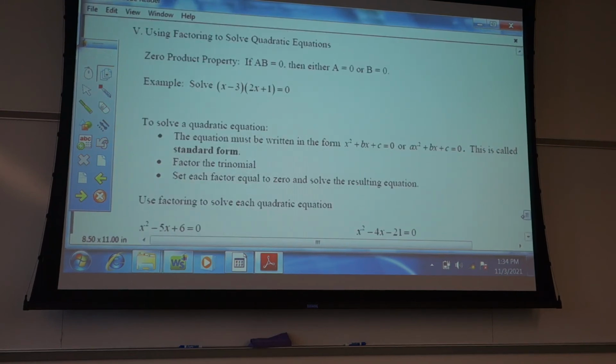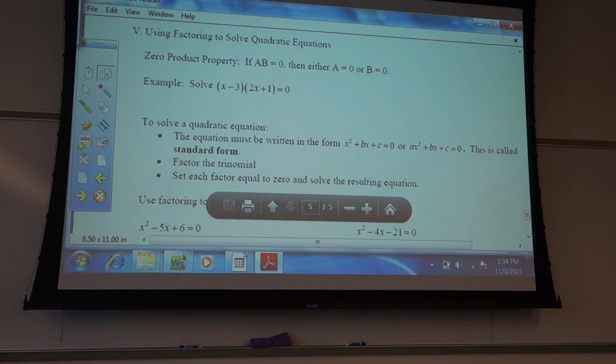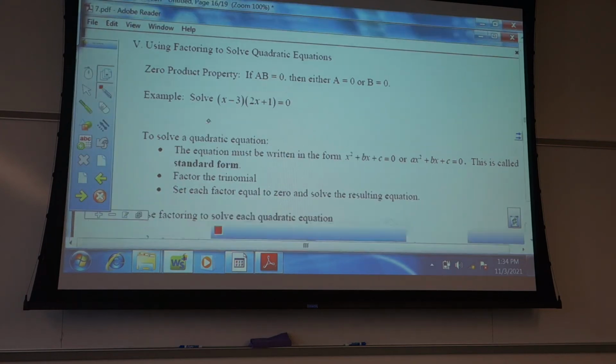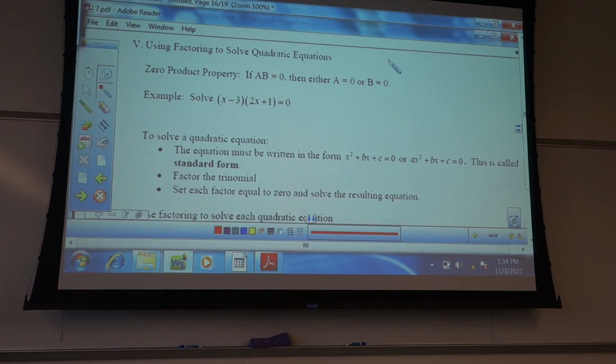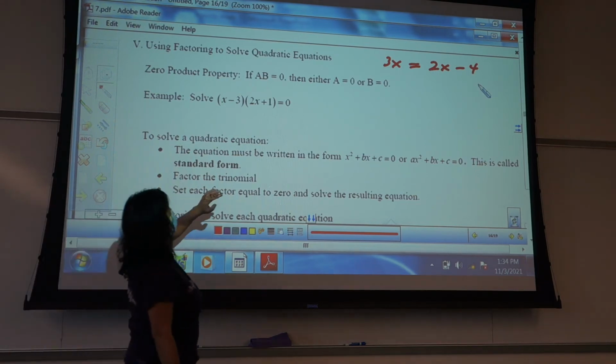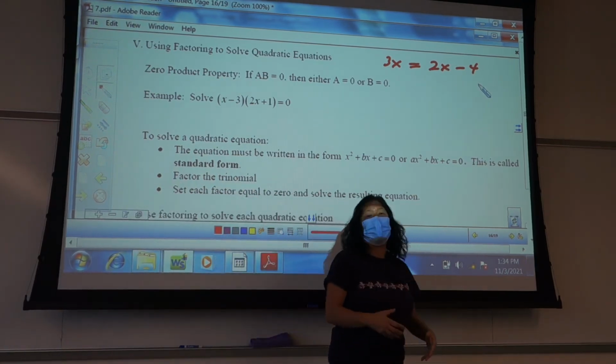Now we're going to use factoring to solve quadratic equations. All right, so this is great. Here's the problem. If I have something like 3x equals 2x minus 4, I can solve that for x, if they're all x's. But once I have an x squared, I can't solve that.